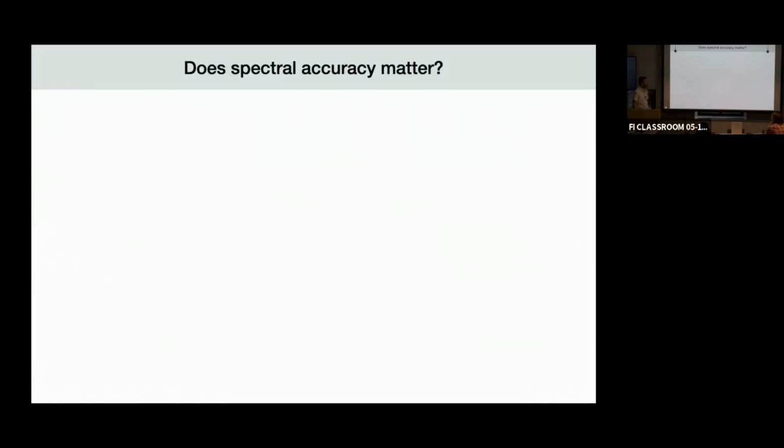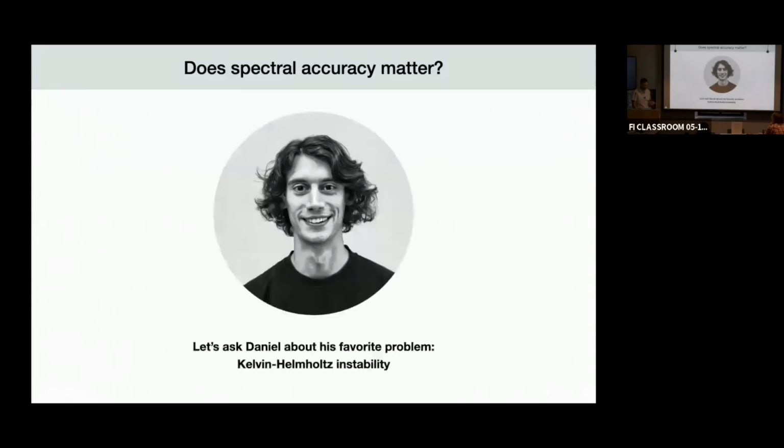So you might ask yourself, okay, what's really the trade-off between high order methods like spectral methods and the low order methods in this regime? And to hear more about that, Daniel Lecoanet is going to tell us about his favorite problem, the Kelvin-Helmholtz instability.